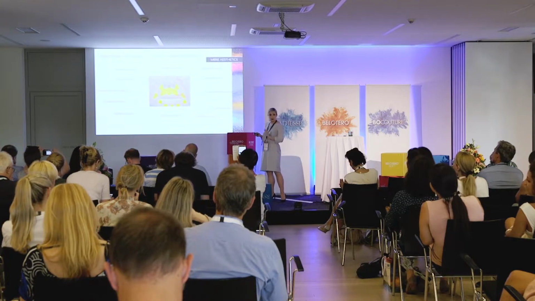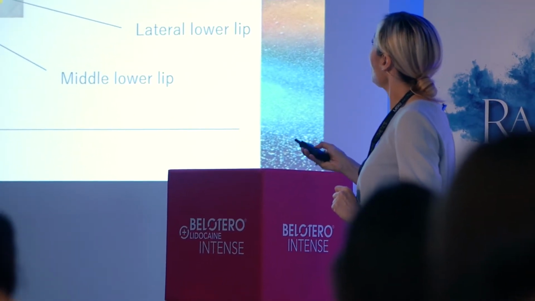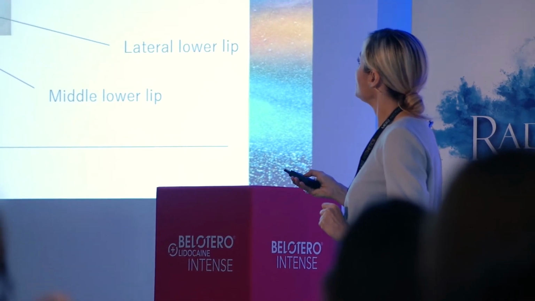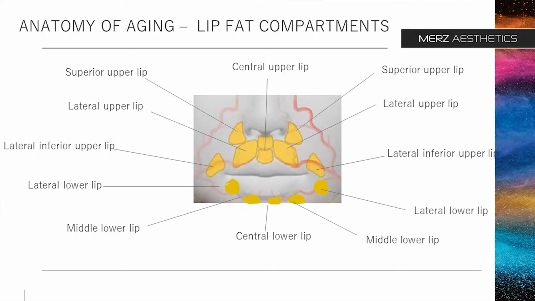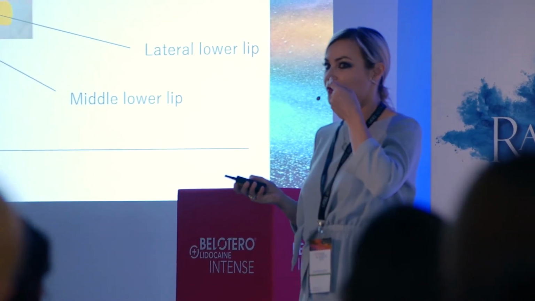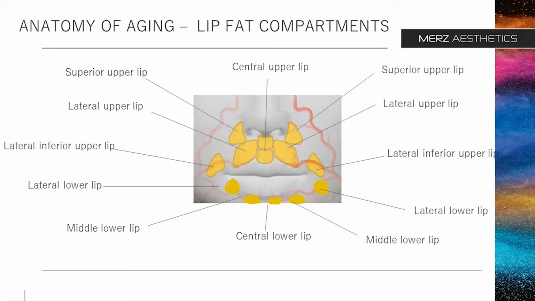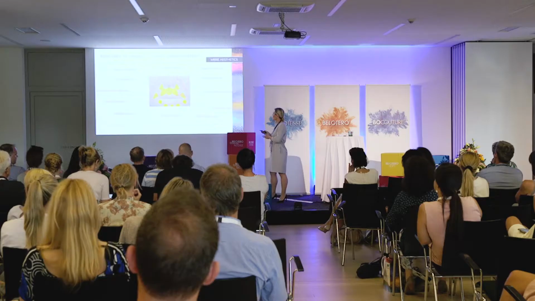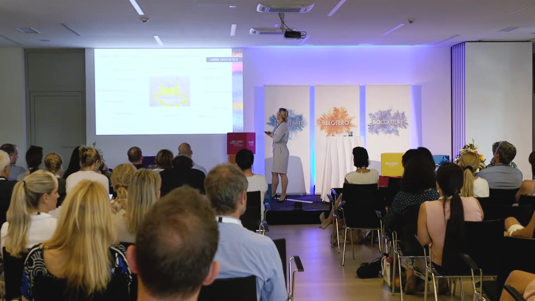So here you have the lip fat compartments. Very quickly in the upper lip, you have two central, two lateral, two superior, two lateral inferior. Here you have in between these two lateral and lateral inferior a wrinkle. It's very visible on myself. You can have a look later if you want. And you have an ascending artery running right here. In the lower lip, you have one central, two middle, and two lateral.